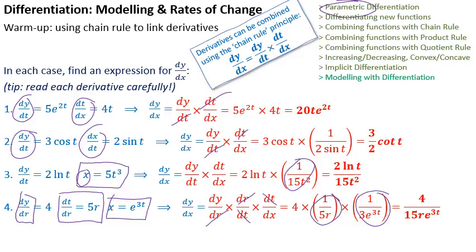X was e to the 3t, so dx by dt will be 3e to the 3t. And then to get dt by dx, we do 1 over that thing. And that gives us 4/15r e to the 3t.